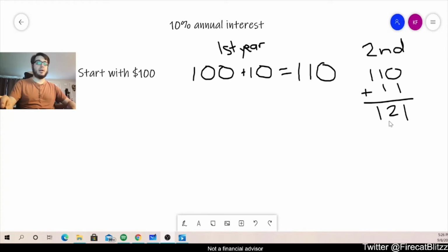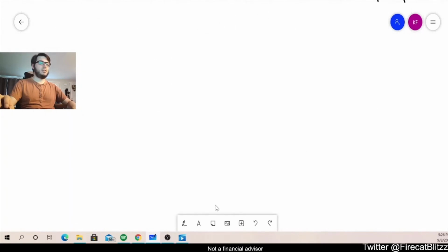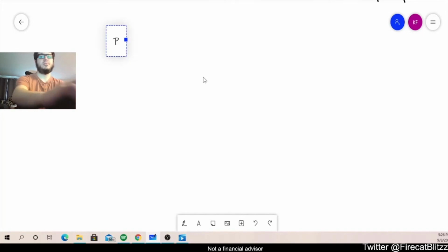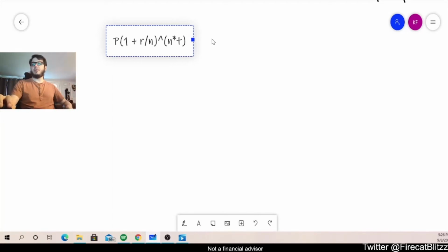Now that doesn't seem like a whole lot of money, but let's take a look at another example that might make you think differently. Let's take a look at our formula for compounding interest. That's our principal times, in parentheses, 1 plus our rate, which is our percentage rate, divided by n, which is the number of times it's compounded per year. And then we're going to raise that to the n times t power. So the number of times it's compounded multiplied by the number of years, or the time. Okay, so there's our general formula for compounding interest.